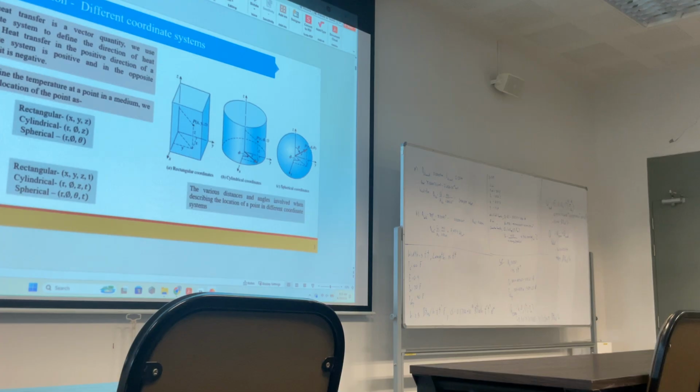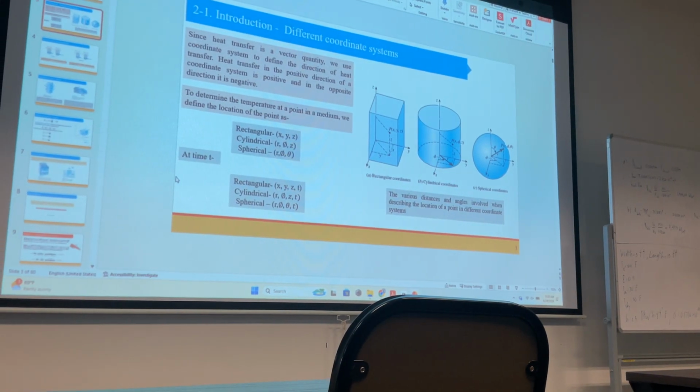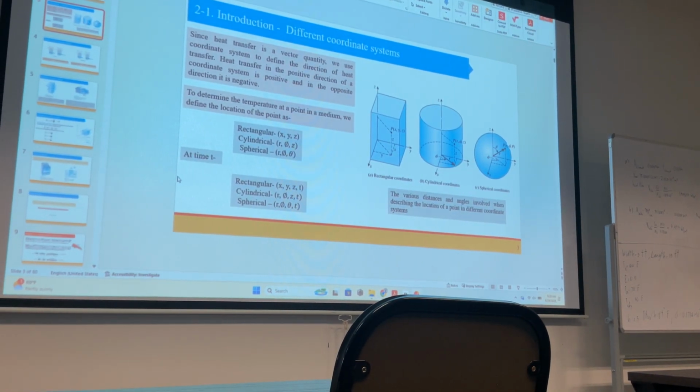Which has magnitude as well as direction. Okay. Temperature is a scalar quantity. When you say the temperature of this object is 25 degrees Celsius, you do not say in which direction, right? So temperature is only a scalar quantity. But when you talk about heat transfer, you also want to know the direction in which the heat transfer is occurring, is happening, right?